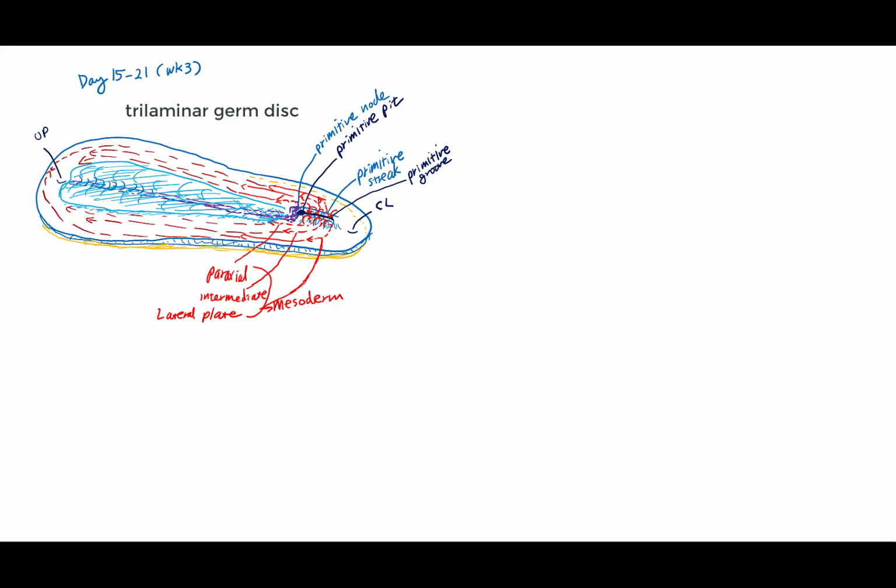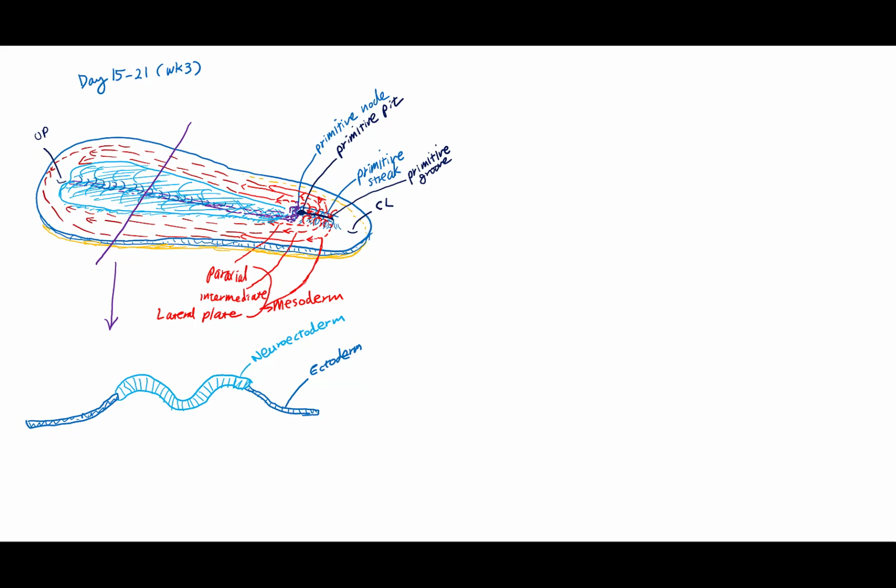As the tri-laminar germ disc grows, there seem to be some interesting things happening with the neural plate, with some folds and grooves appearing. So let's make a cross-section right through here and take a look at what is happening. In cross-section, we have the regular ectoderm and then the thickened neuroectoderm forming the neural plate.